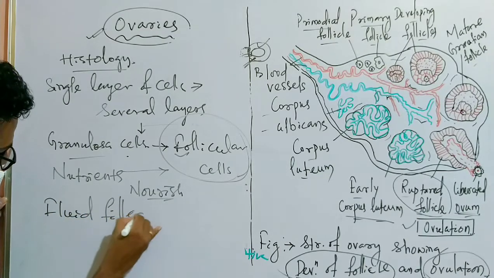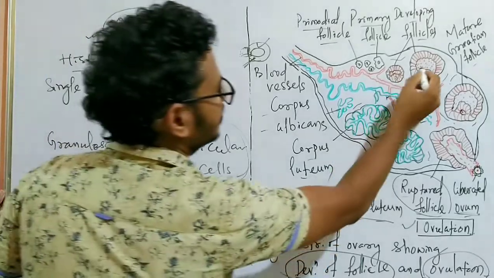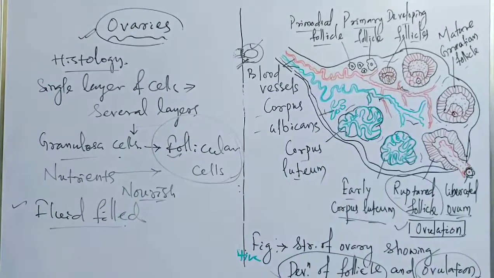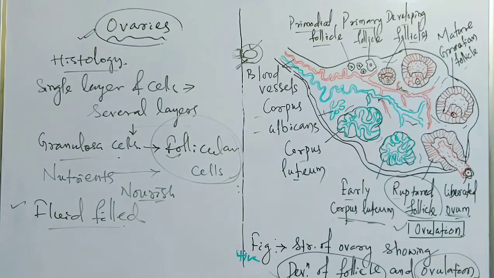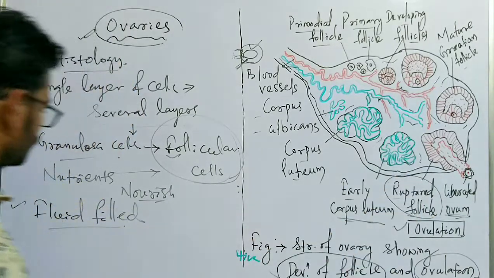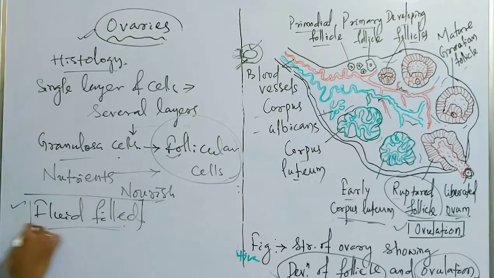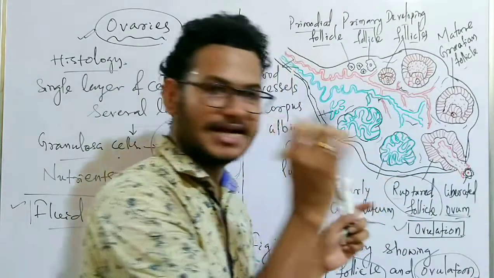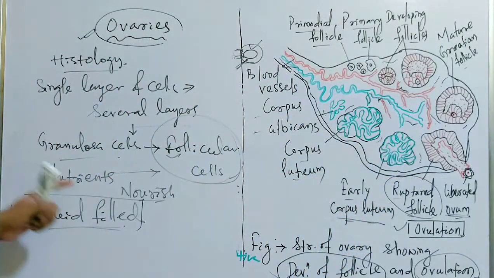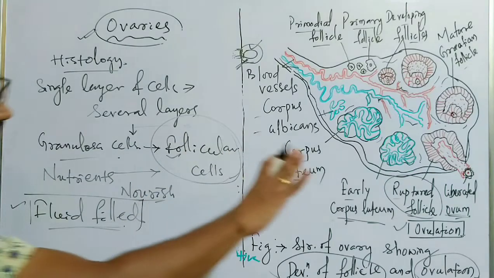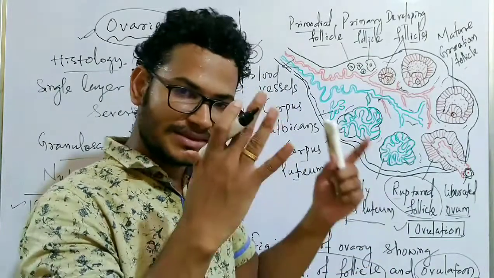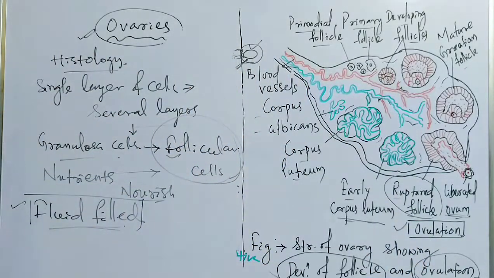Fluid-filled. I have told you that it is filled with fluid. In this region, the red dotted sides, you can see the fluids. So the Graafian follicles are filled with fluid that is ready to rupture and expel its secondary oocyte out. The mature Graafian follicle is now ready, and it will expel the developed secondary oocyte outside. And this rupture and liberation of the secondary oocyte, which will gradually become the ovum, is called ovulation.